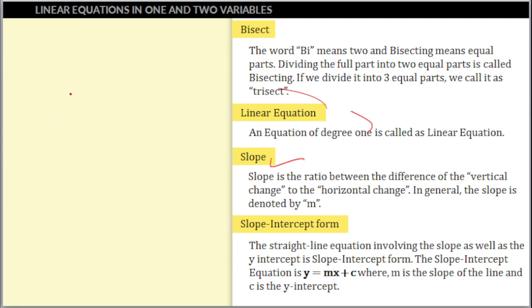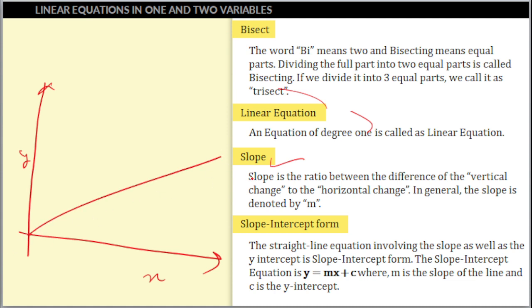Now to understand slope, let me draw a graph. This is the x-axis, this is the y-axis, this is the origin, and this is a graph, a straight line graph. So if we have to find the slope of this graph, how will we calculate it? Let's take 2 points. We'll take any 2 points on this graph, and this is, let's say, y2, and this is y1.